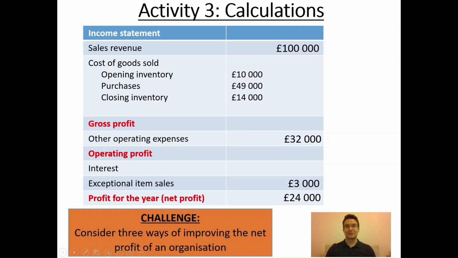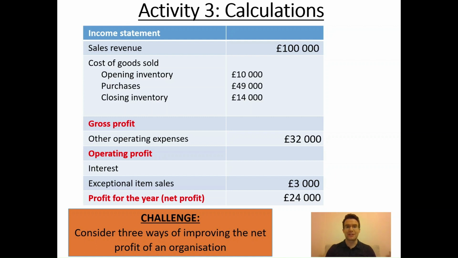So on your screen, you'll see a basic income statement. However, 4 boxes are missing: the total cost of goods sold, the gross profit, the operating profit, and the interest for the year. If you wish to have a go at these calculations yourself, now would be a good time to pause the video. So let's have a look at some answers.